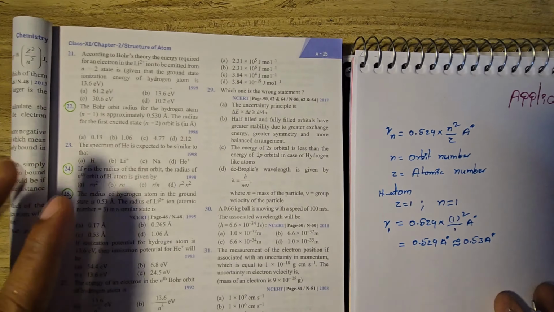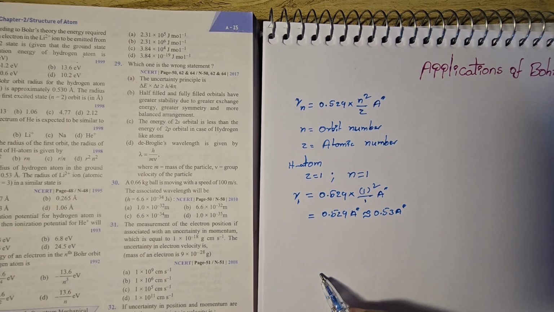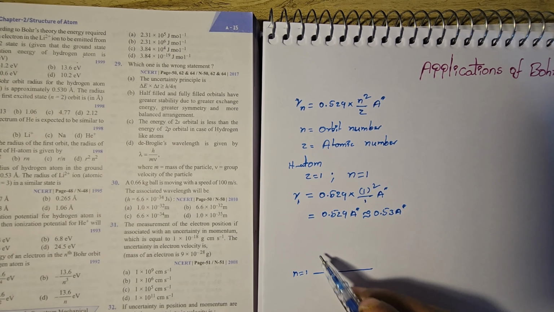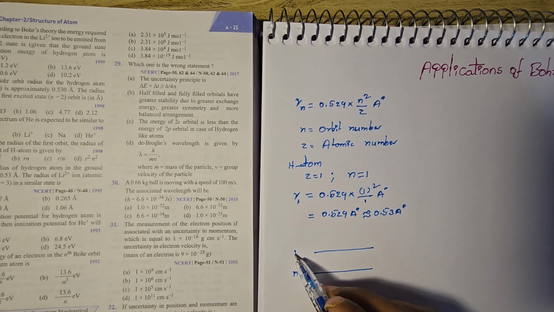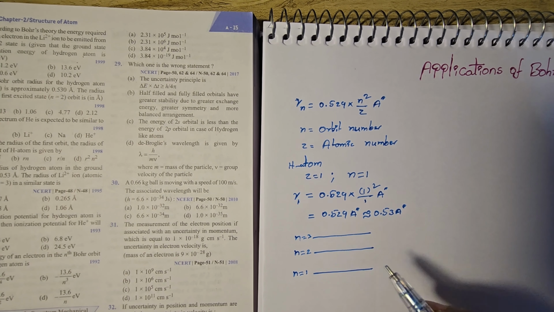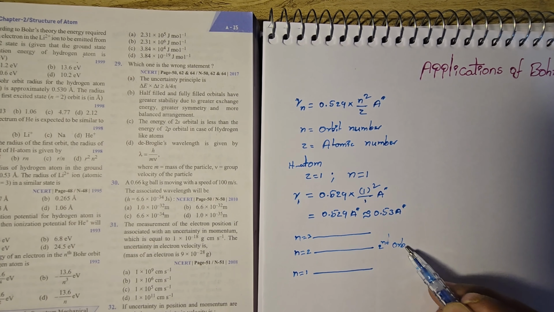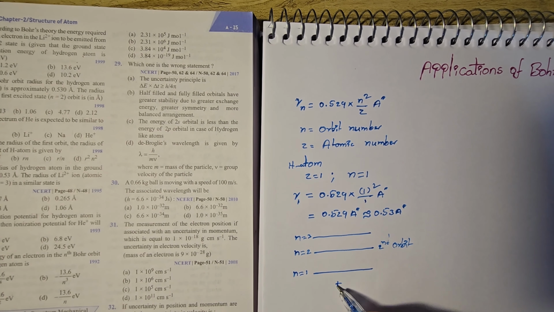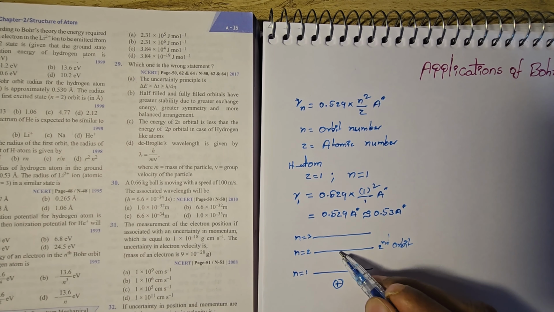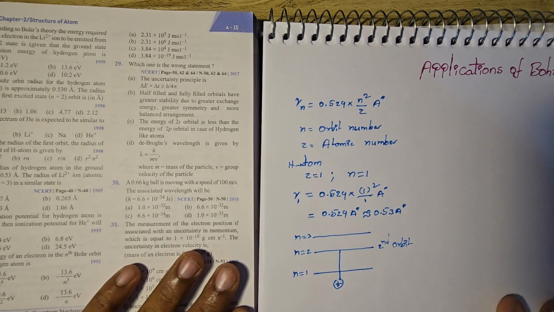So what is asked? Radius for the first excited state. Radius for the first excited state means Bohr orbits. This is the Bohr orbit, n is equal to 1. Second orbit n equal to 2. Third orbit n equal to 3. This is the second orbit. Radius is asked from the nucleus. Here the nucleus is present. How much distance is present between the nucleus and the second orbit?